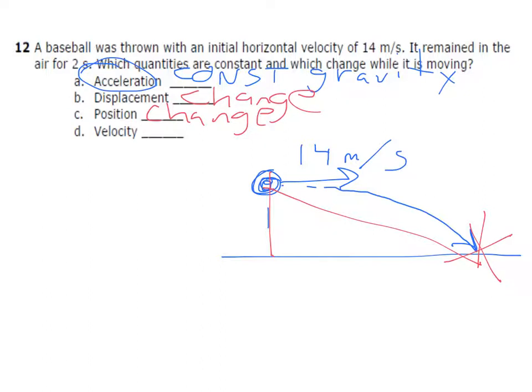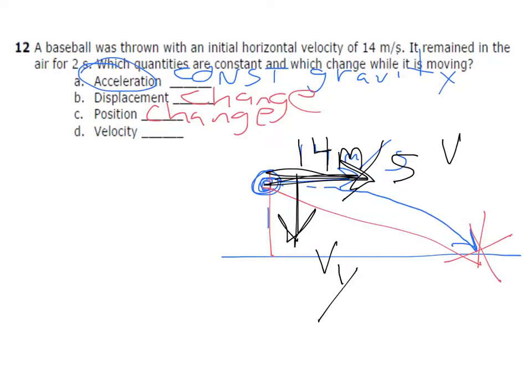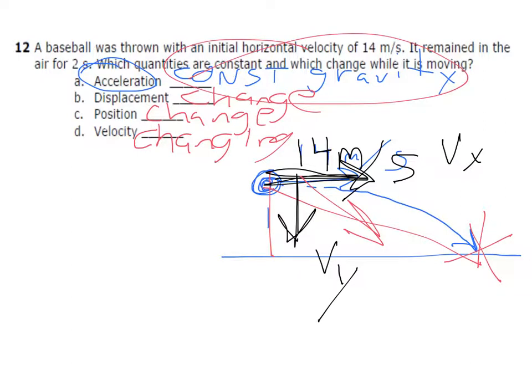What about the velocity? Well, there's actually two velocities. One velocity is the horizontal velocity, which was the 14 meters per second. That's not changing. But what about the vertical velocity? And that's Vy right here. This is Vx. Vx doesn't change. Vy does. Why? Because it's affected by gravity. So the velocity, which is the combination of those two vectors, roughly in that direction, is changing. So all of these change except for acceleration, which remains constant.